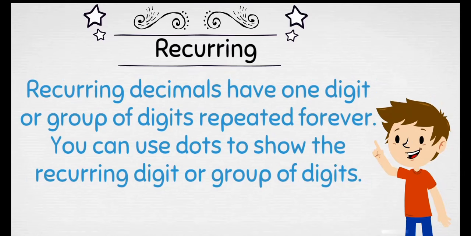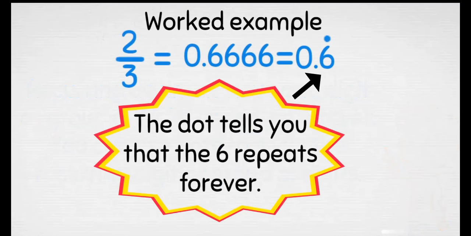Recurring. Recurring decimals have one digit or group of digits repeated forever. You can use dots to show the recurring digit or group of digits. Worked example: 2 over 3 equals 0.6 recurring.